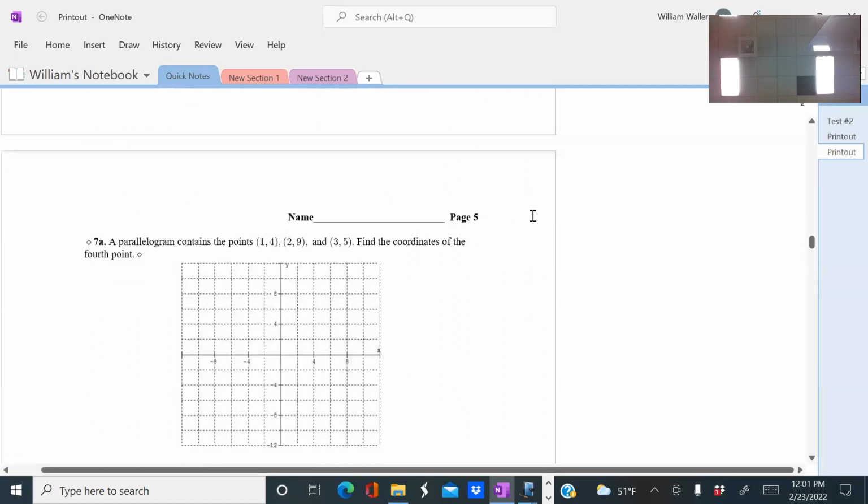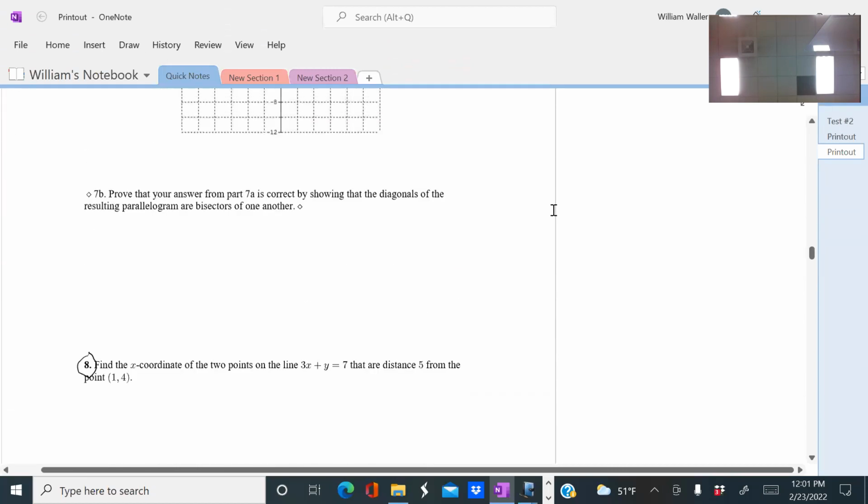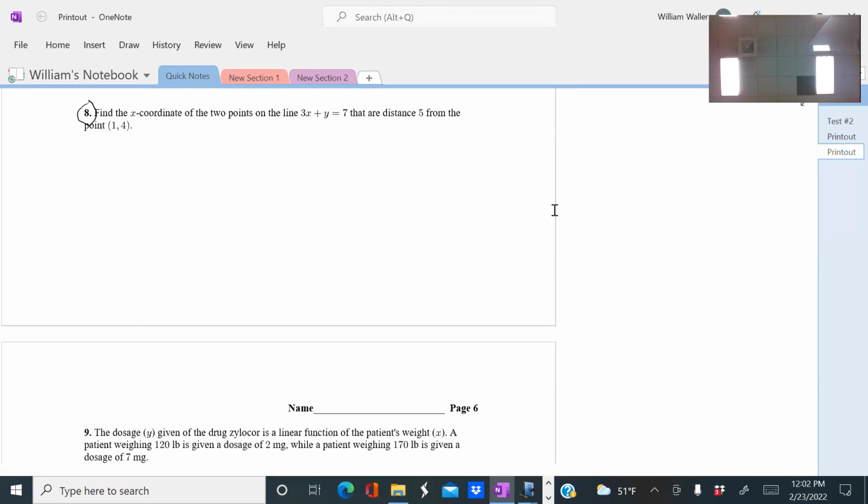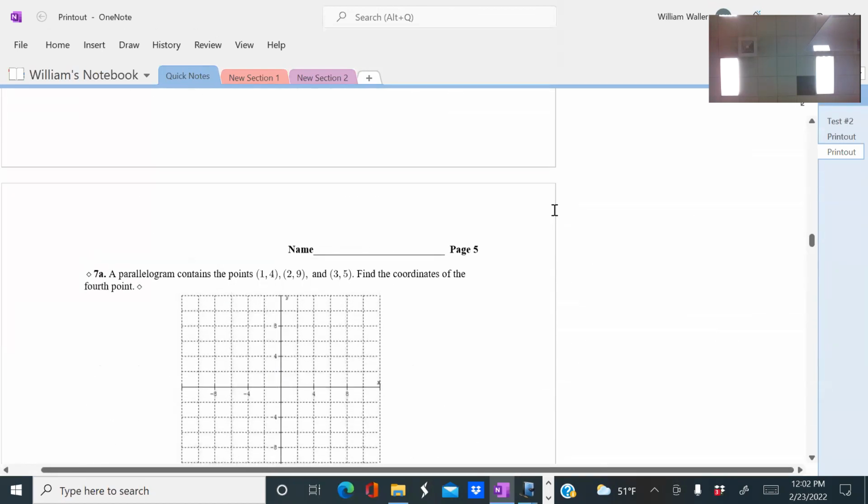Okay, now here's one that's tougher. Find the x coordinate of the 2 points on this line, same line again, 3x plus y equals 7, that are distance 5 from the point (1, 4). So I want the 2 points on this line, distance 5 from the point (1, 4).